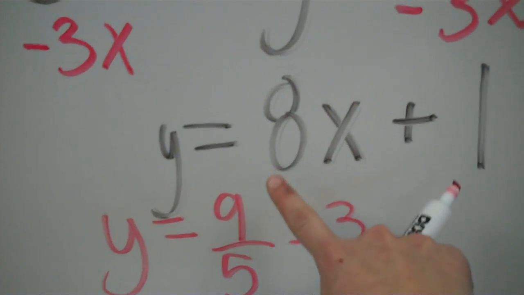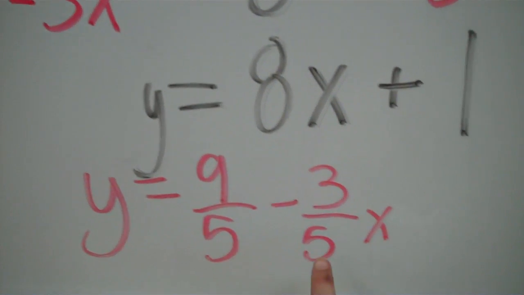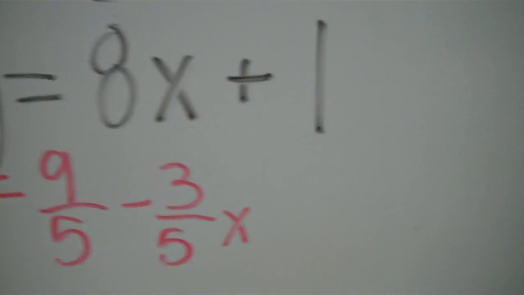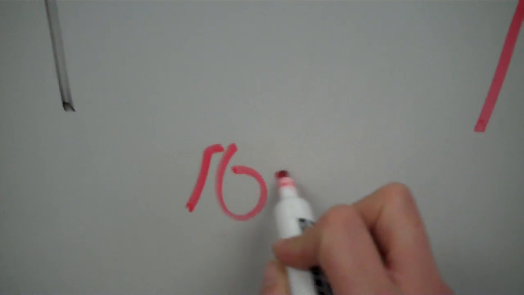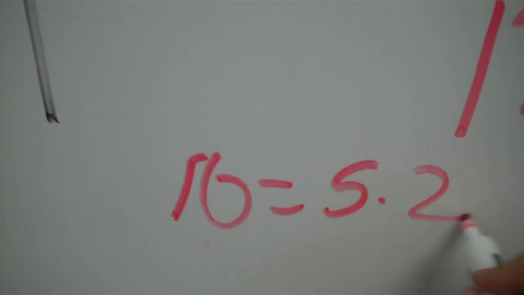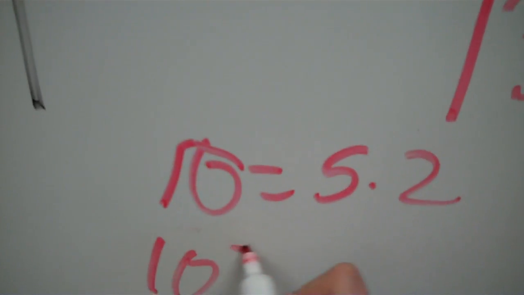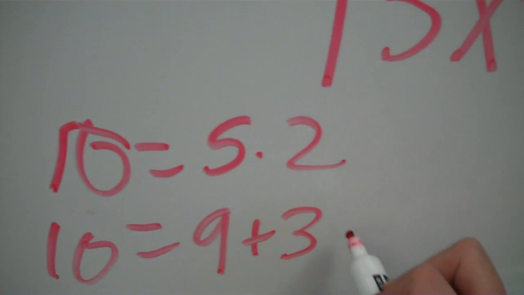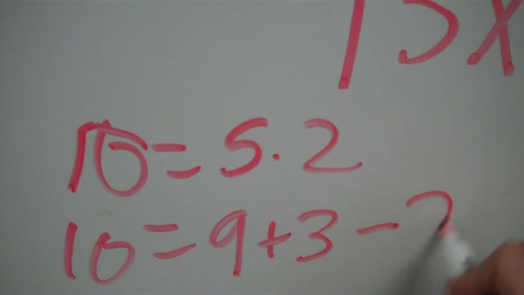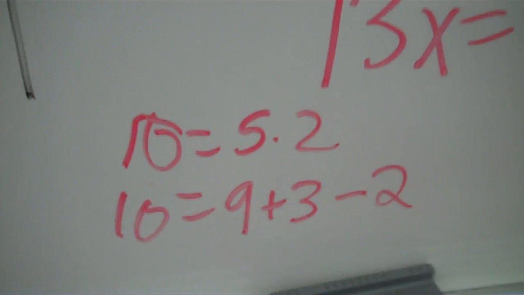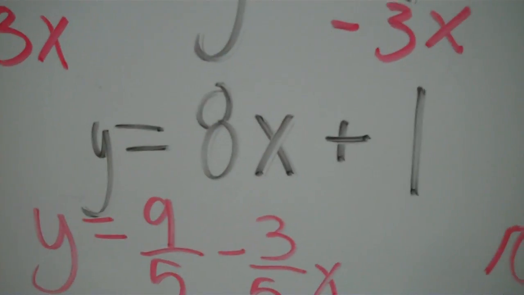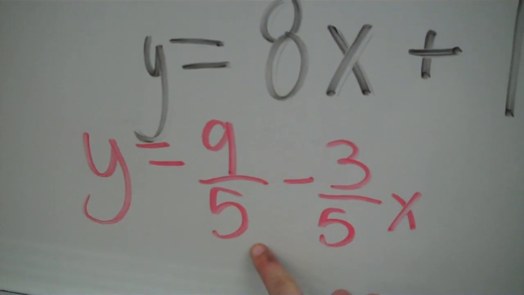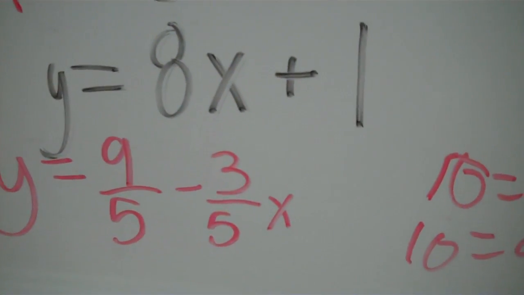So we know that y is equal to 8x plus 1 and y is equal to this. And if you think about it, how can y be equal to two different equations? Well, just think about it. 10 is equal to 5 times 2, but 10 is also equal to 9 plus 3 minus 2. So a number can be equal to multiple expressions. Whatever this number is, I can express it as 8x plus 1. I can also express it as 9/5 minus 3/5 of x.